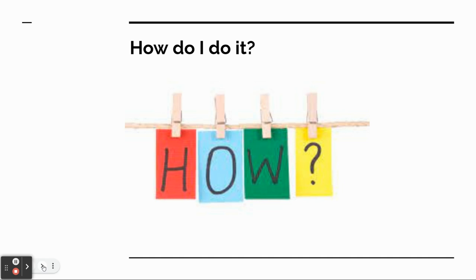And I try to remember that each student is a whole child. They're a whole child first, a student second. Being that student is a small portion of that whole child. And we need to remember that.